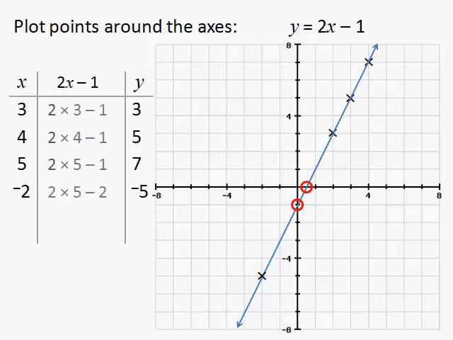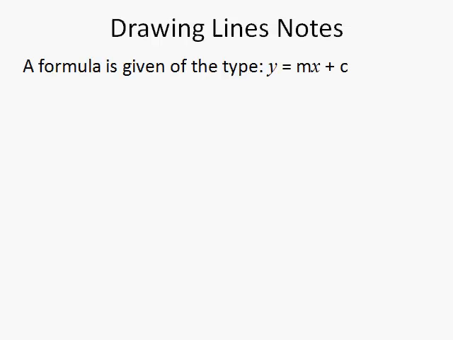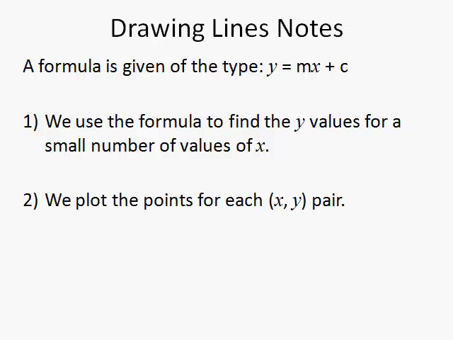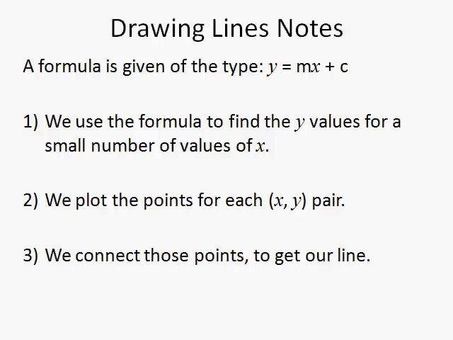Let's revise how we do it then. We're going to draw a line. We're given a line of that formula. What we do is we use the formula to find some y values for some x values. We plot the points for each of those pairs, and we connect the points to get a line. If we mistake a point and our line is not straight, then we go back and we check our working to calculate our point, and we check our working to make sure that we've drawn it in the right place.